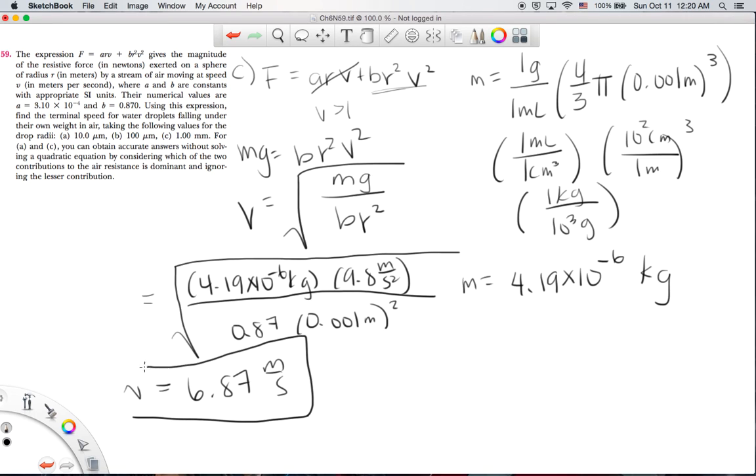And yeah, so this is greater than 1, so we know for sure that this was the term that we were supposed to use. And that is number 59.